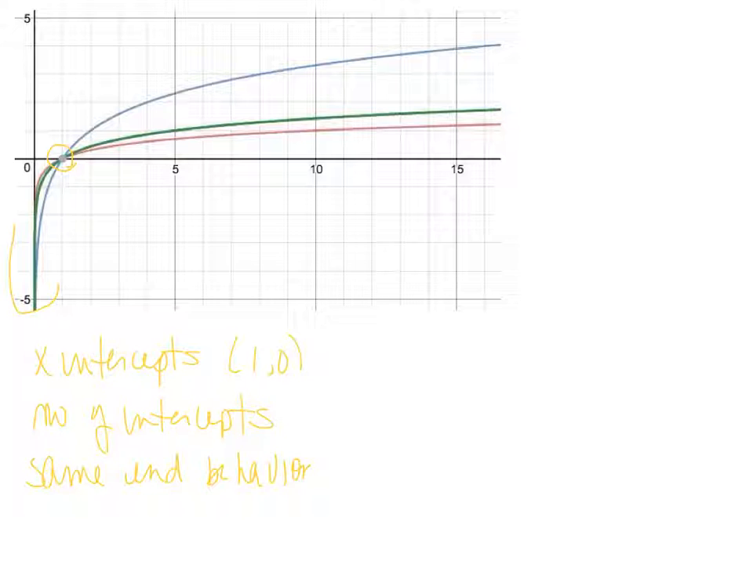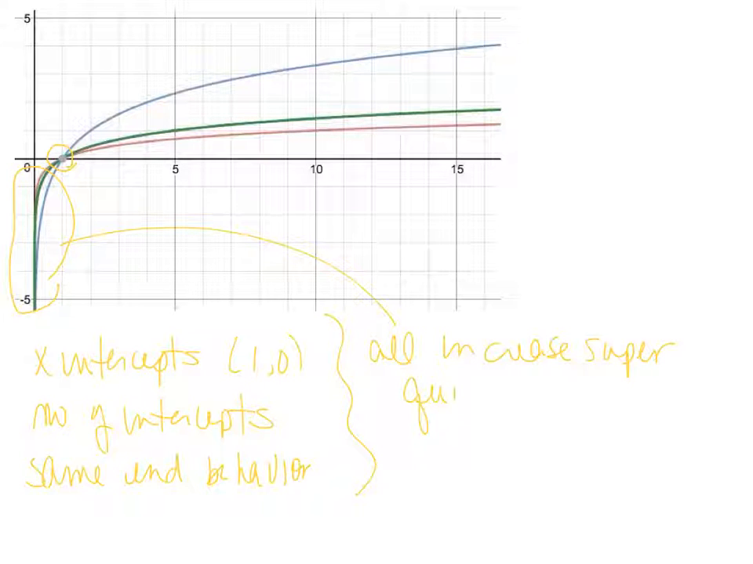Also, if you look just right here, they all increase super quickly, and then level out. We'll say flatten.